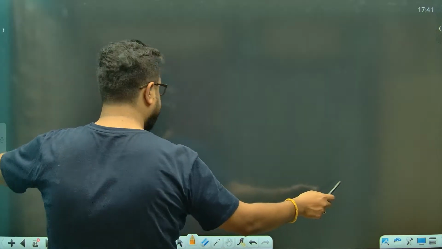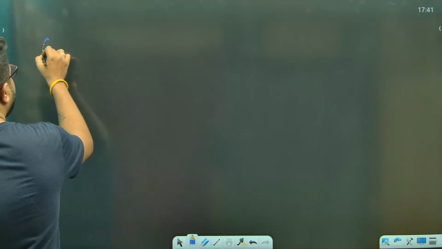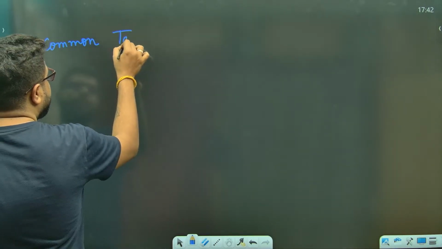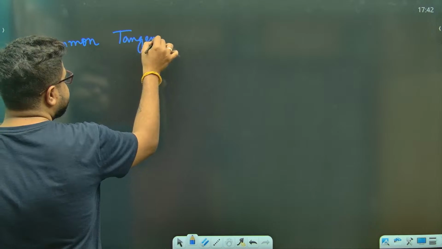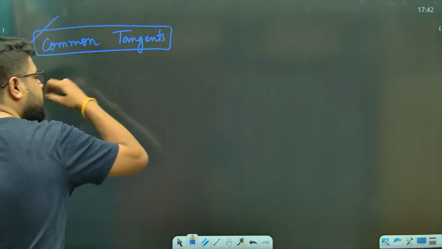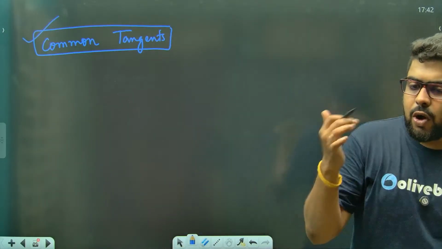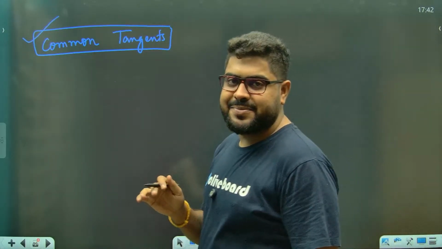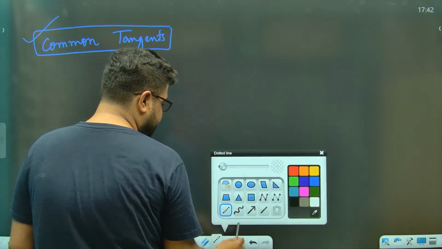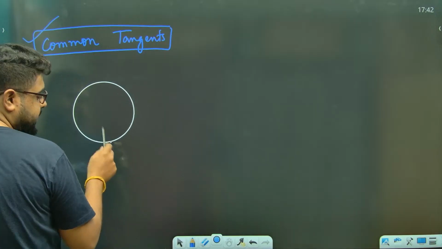Now we will be having a discussion around something called common tangents. Now in CGL especially, sir, you get a lot of questions. So we'll do DCT, TCT, everything. But again, in CGL, you get a lot of questions on the number of tangents. So let's see. We will understand the things. We'll not just mug up. We will understand the things so that we don't forget.